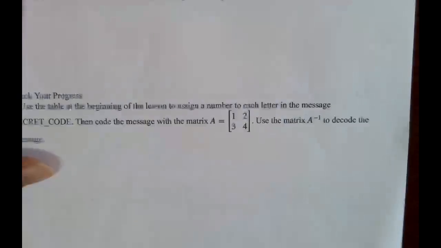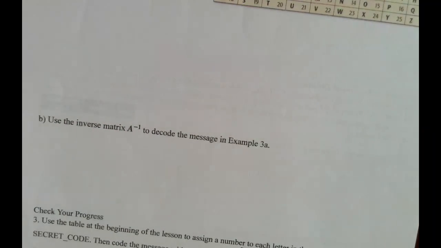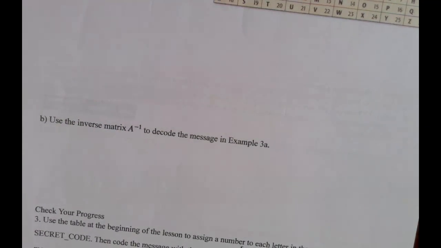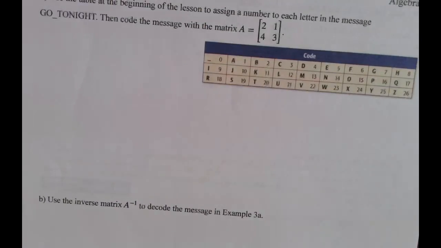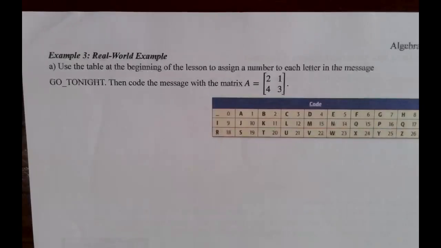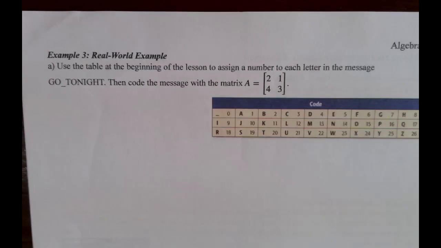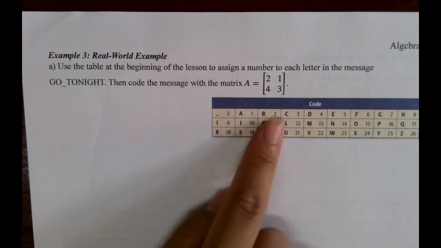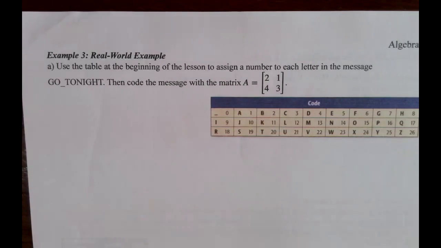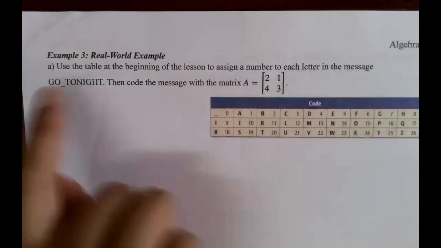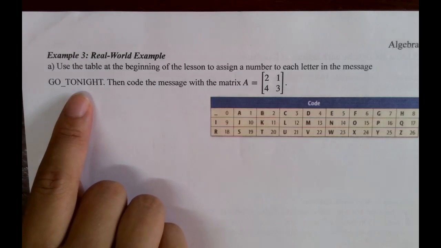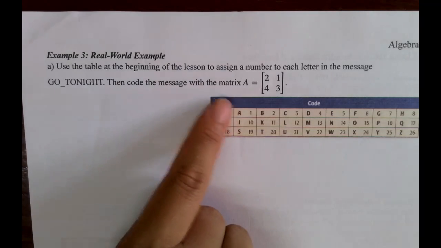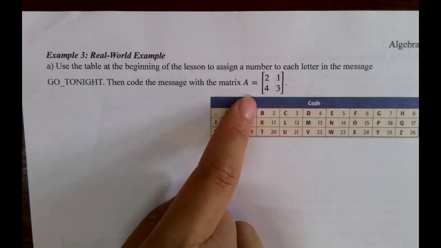Okay, so now let's move to example 3. So what we can do with matrices is that we can code messages and decode messages to send secret messages to people. Okay. So here, what we're going to do is code the message. The message is going to be "go tonight" with this matrix A equals 2, 1, and 4, 3.